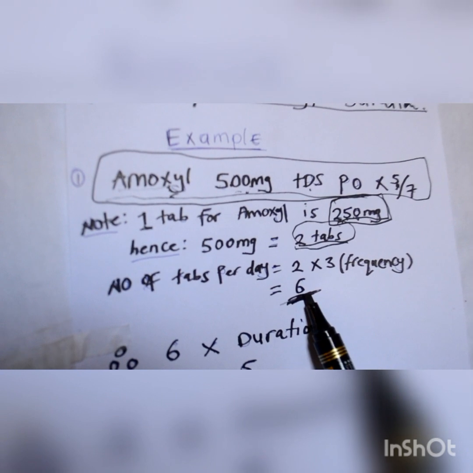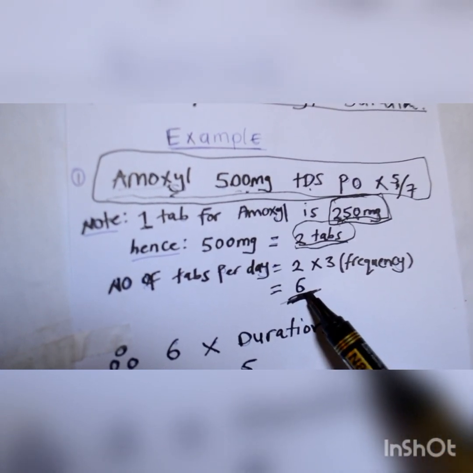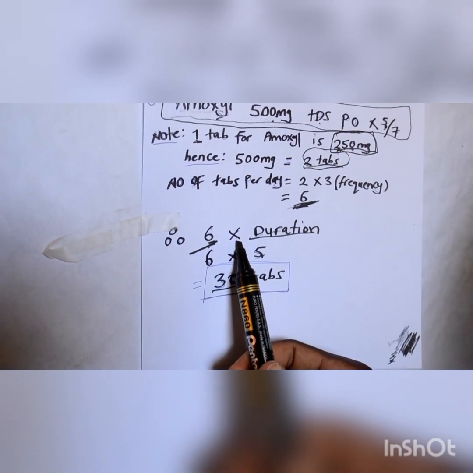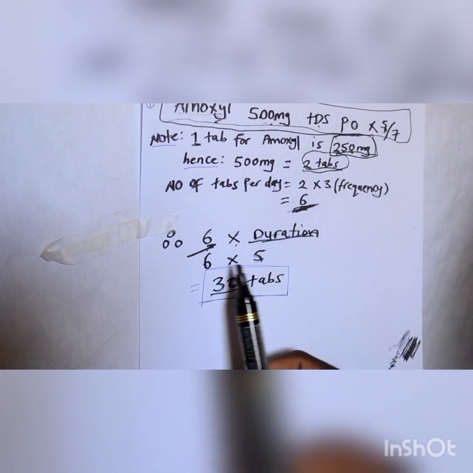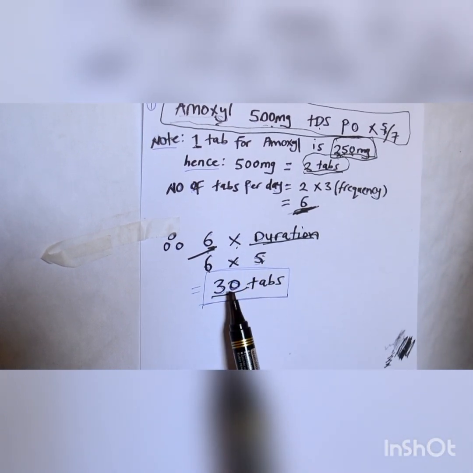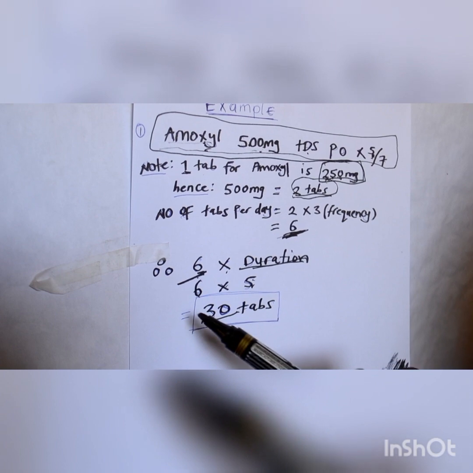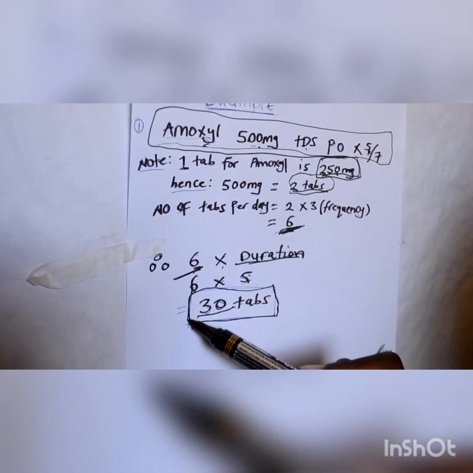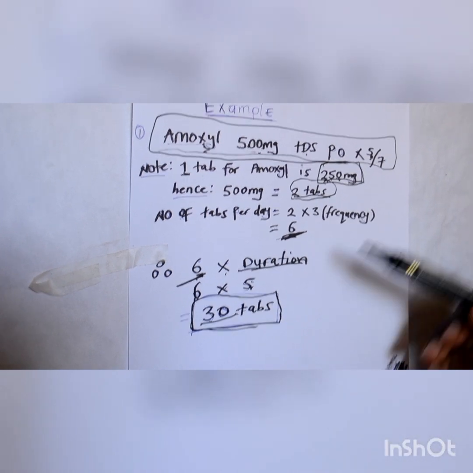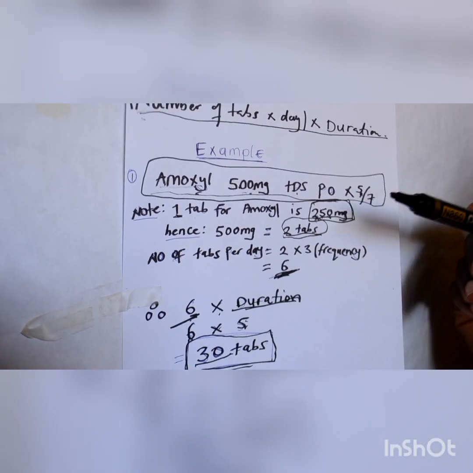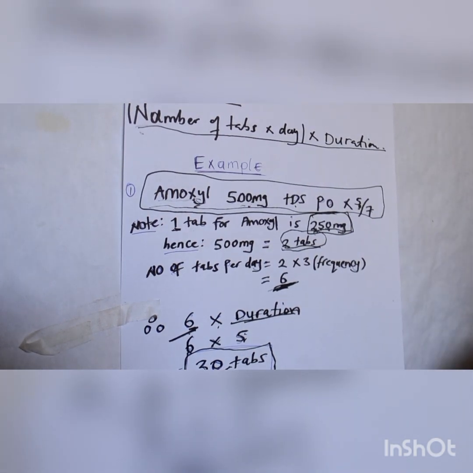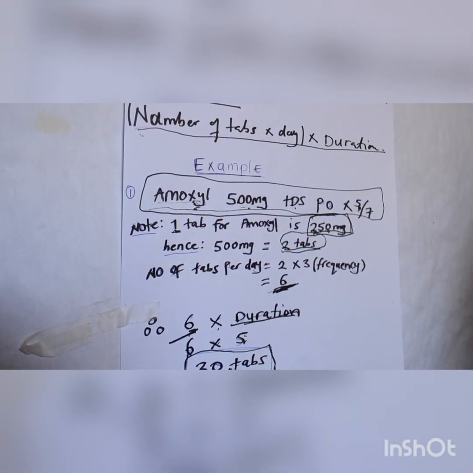Now, you want to find the overall number of tablets that you're going to give the patient. So you will say 6 times the duration, which is 6 times 5, giving us 30 tablets. So overall, you're going to issue out 30 tablets of amoxil to this patient. So this is basically the format on how to interpret what you have prescribed to a patient.